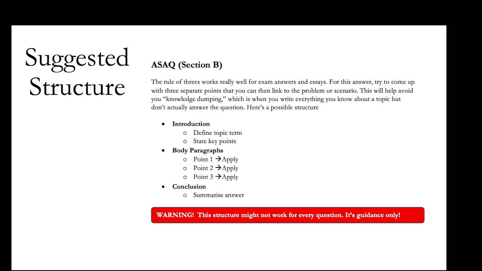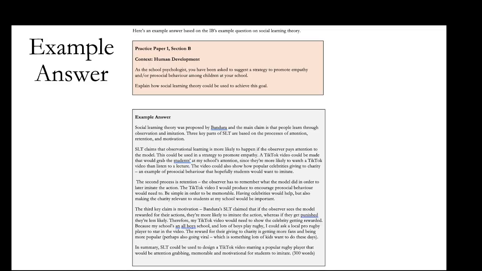Because I think examiners are going to be very, very strict on the knowledge dumping, where students just dump everything they know about the topic and then do a cursory link at the end to the problem. This point, apply, point, apply, point, apply, I hope will work better. And that's an example of how it could be done.